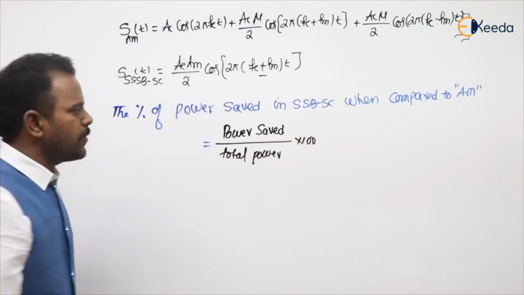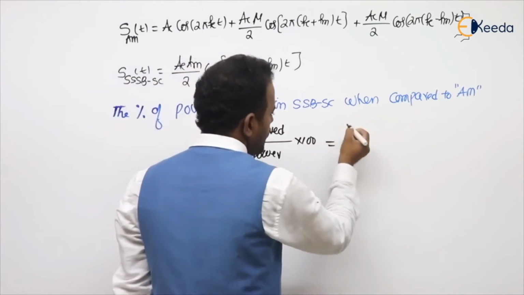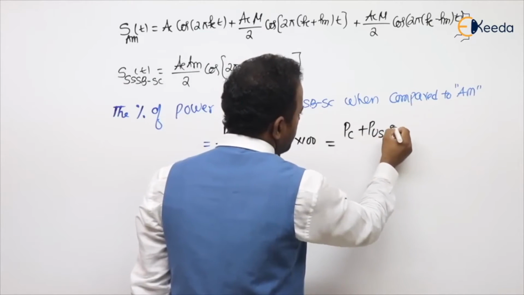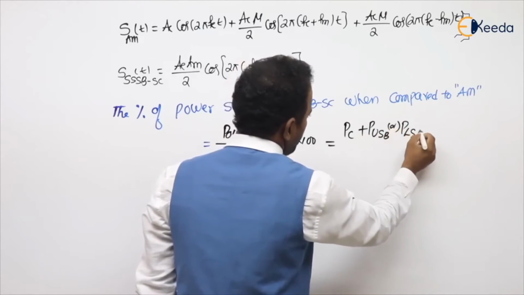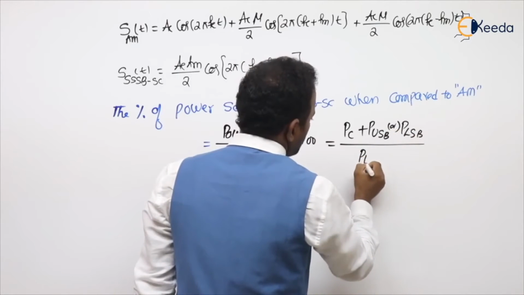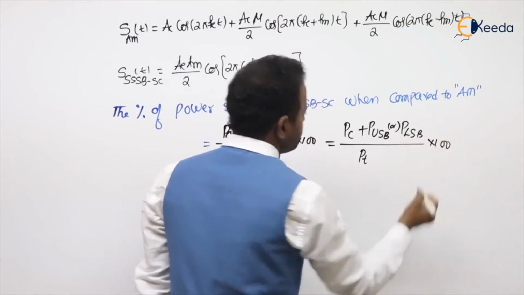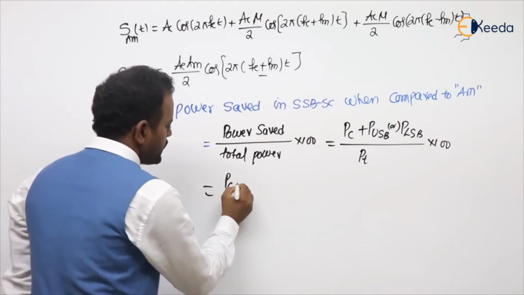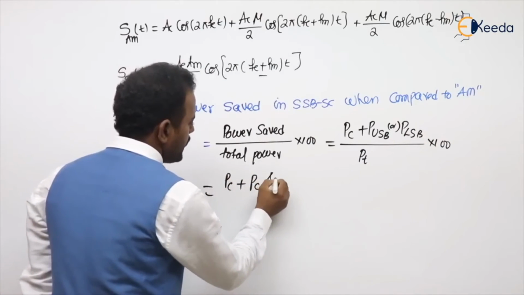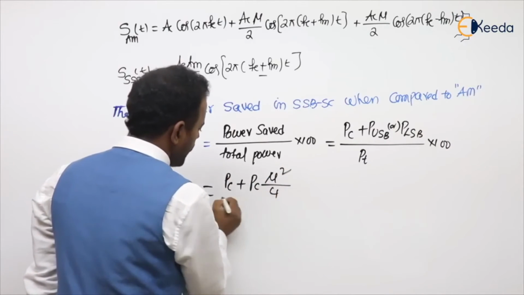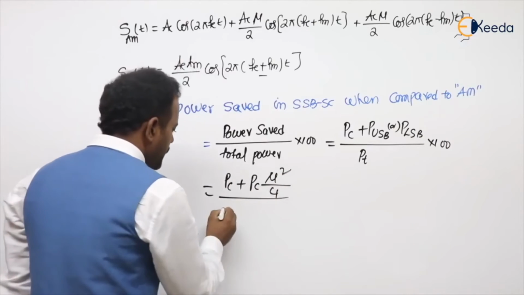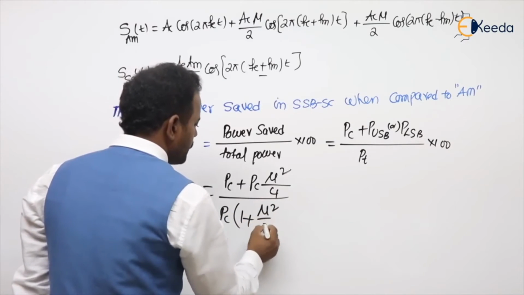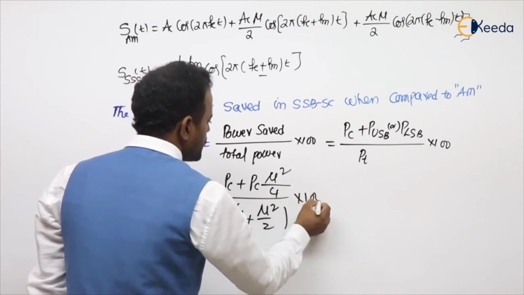What is the power saved in SSB? Carrier plus any one of the sidebands, upper or lower, out of the total power in AM. So we can write this as Pc plus any one sideband, which is Pc into mu square by 4, divided by Pt, which is Pc into 1 plus mu square by 2. Percentage means into 100.